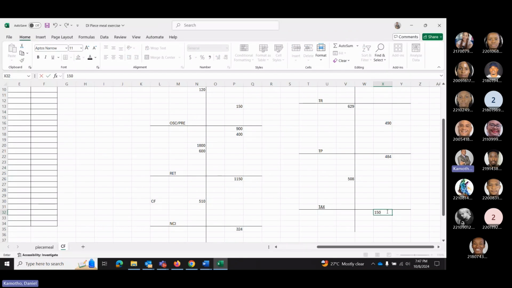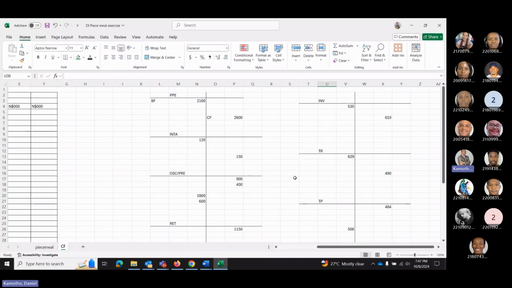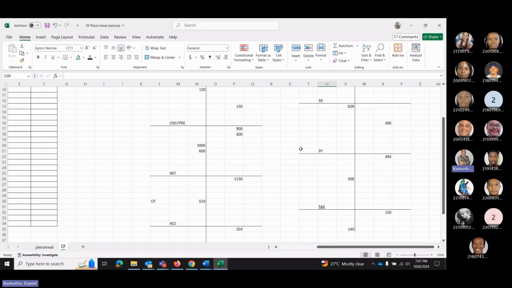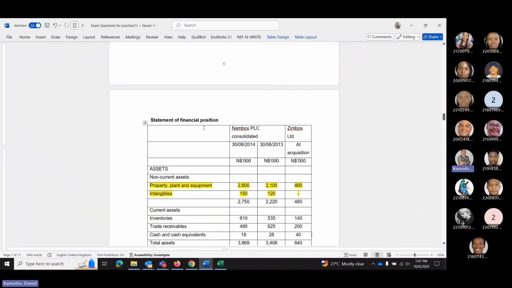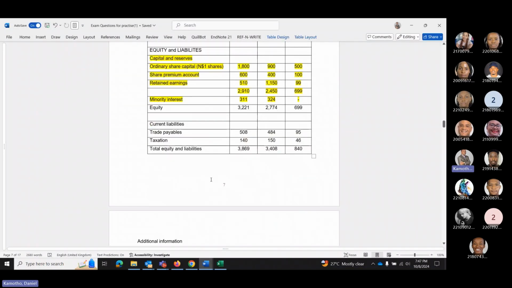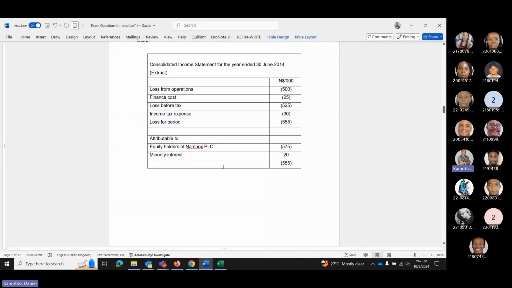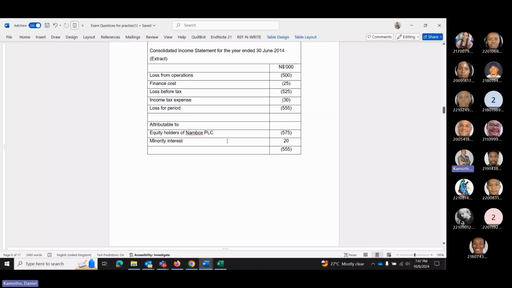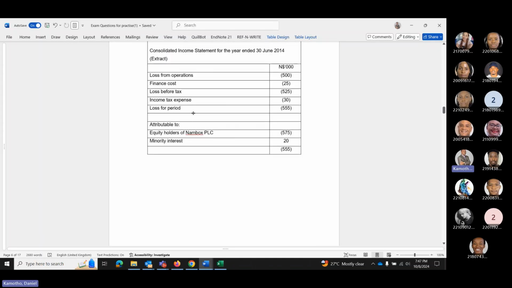150 and 140. So ideally what we have done now, we have set up the entire question, ready for answering it. We have taken the figures from the statement of financial position, all of them. We now need to take the figures that go to those ledgers. So from here, we will work it out based on adding it back. Let's look at the figures we need.